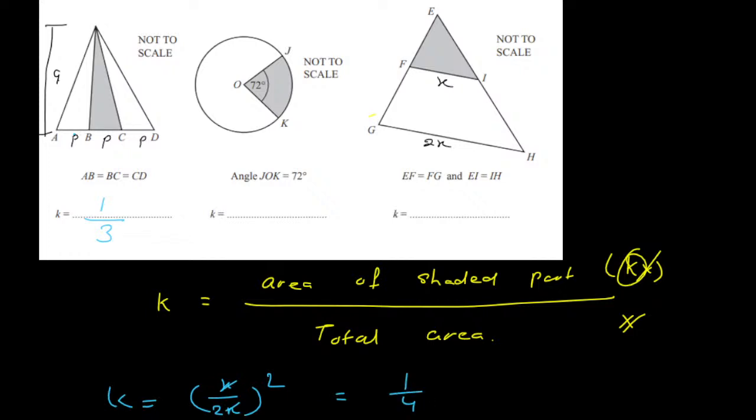The ratio of the areas of two similar triangles is the square of the ratio of corresponding sides. Okay, now two more questions here I have.